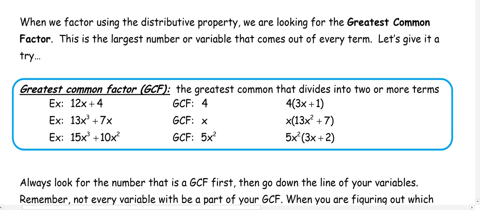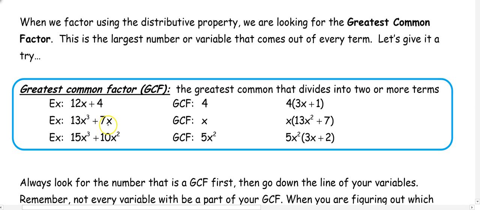So before we start doing anything, we're going to look at a couple examples. In the first example, we have 12x plus 4. Both numbers are divisible by 4, so our GCF is 4, which goes out front. In the parentheses is anything left over once we divide out that 4. Notice here that 4 was the greatest common factor, so when we divide 4 and 4, we're left with just 1.